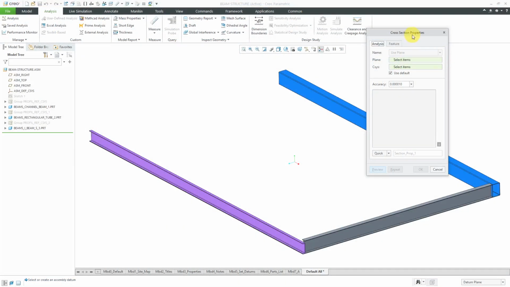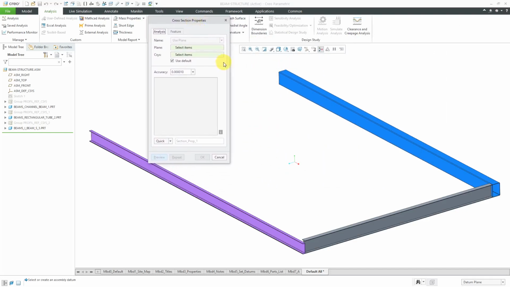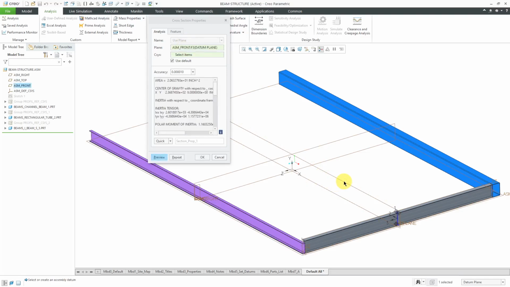Okay, here I am in Creo Parametric. We've got the cross-section mass properties dialog box open, and I'm going to need to select a plane that we're going to measure the cross-sectional properties for. Let me go to my In-Graphics toolbar and go to my datum visibility and turn on my plane display. And so first off, let's use this plane over here for calculating our cross-section mass properties.